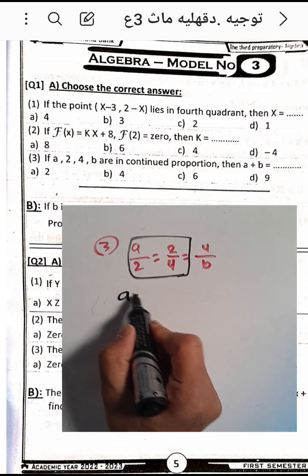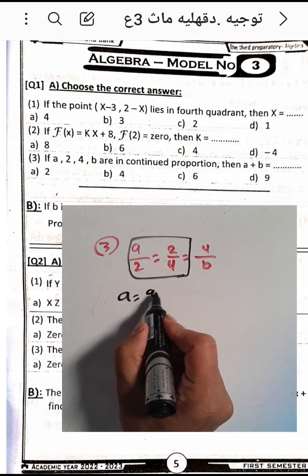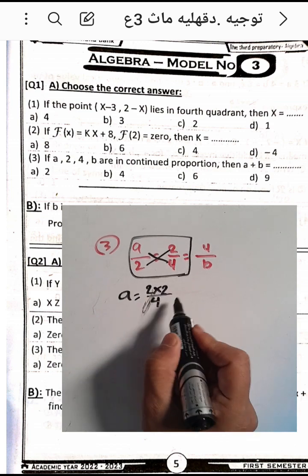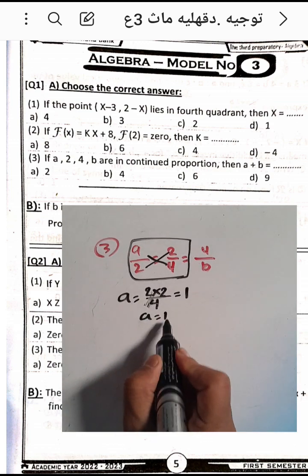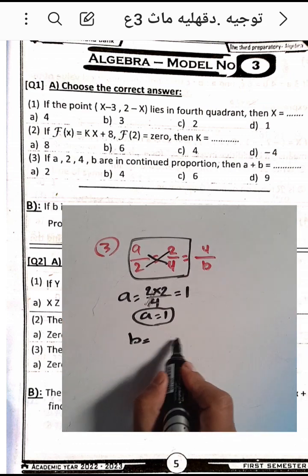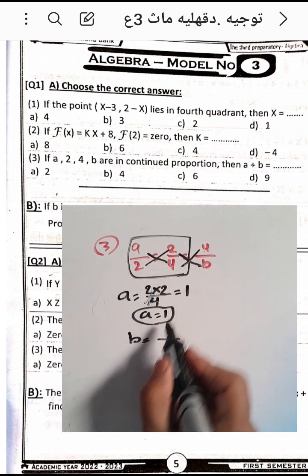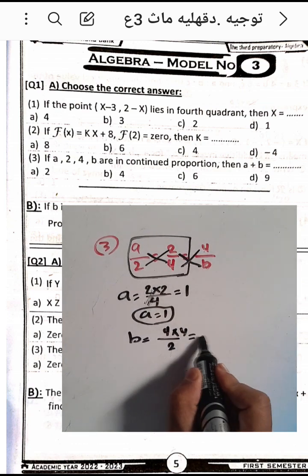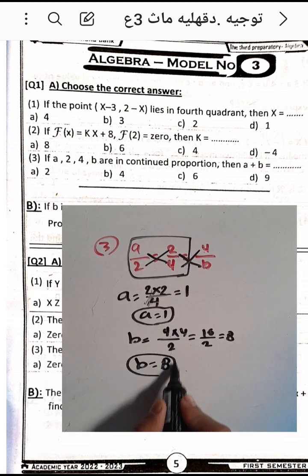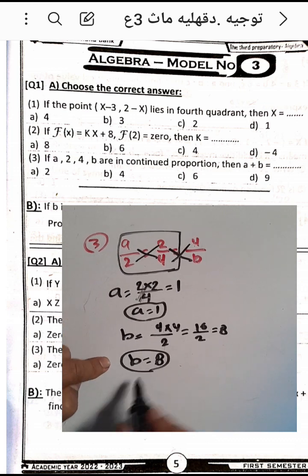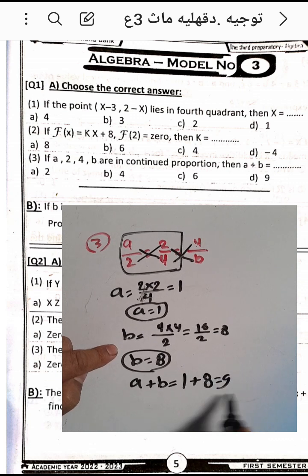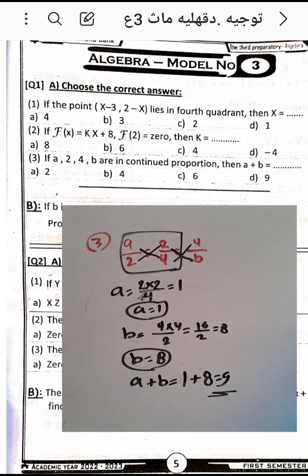Then A will be 2 times 2 over 4. Then the result will be 1. Then A here will equal 1. And we can find the value of B by 4 times 4 over 2. 4 times 4 equals 16. 16 divided by 2 equals 8. Then the value of B will be 8. We have A and B. We want to find A plus B: 1 plus 8 will be 9. The result will be 9. A plus B equals 9. It's the result of this example.